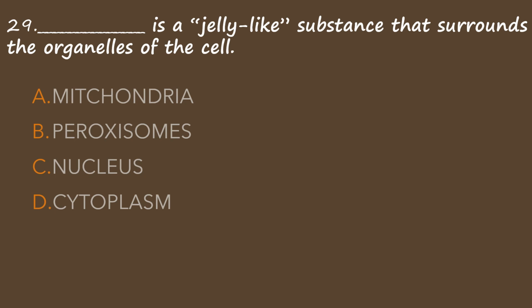29. Blank is a jelly-like substance that surrounds the organelles of the cell. A. Mitochondria, B. Peroxisomes, C. Nucleus, and letter D. Cytoplasm.